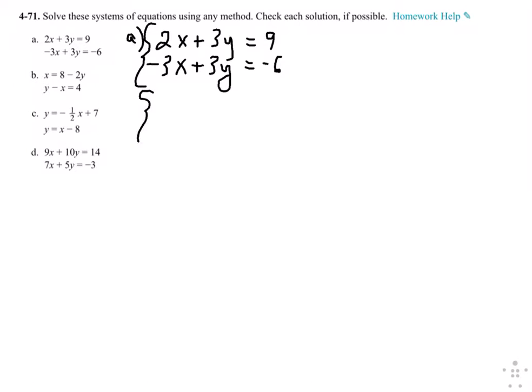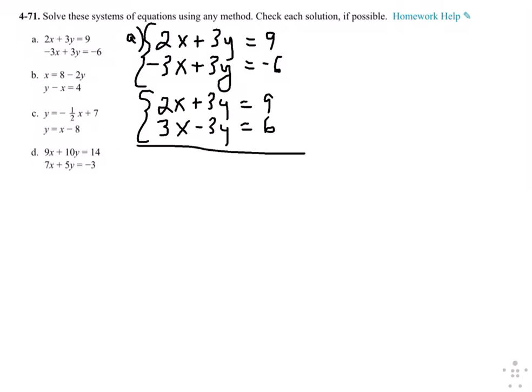So I'm going to rewrite the whole system. Top one stays the same, 2x plus 3y equals 9. And the bottom equation I'm going to multiply by negative 1. So I get 3x minus 3y equals 6. All the terms get multiplied by negative 1. Okay. So now I add: 2 and 3 is 5x, 3y and negative 3y cancels out, equals 15. Divide by 5, and we get x equals 3.